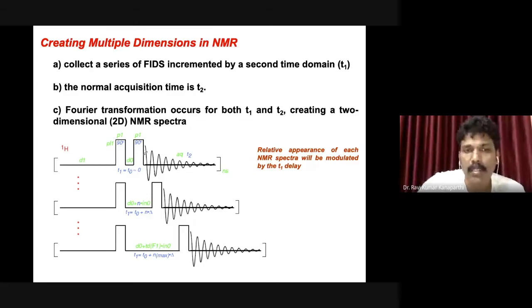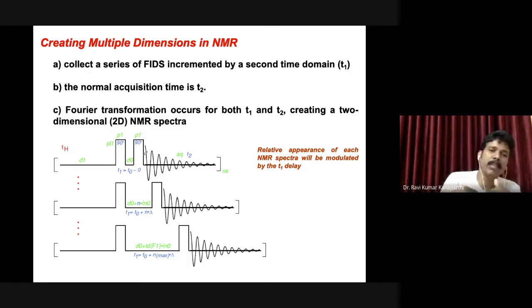And then, instead of applying the second 90-degree pulse immediately, we just give a slight delay. The delay can be 1 second. You have applied a 90-degree pulse for about 10 or 12 microseconds, and then you give a 1 second gap and then apply another 90-degree pulse. Then again you record the FID.